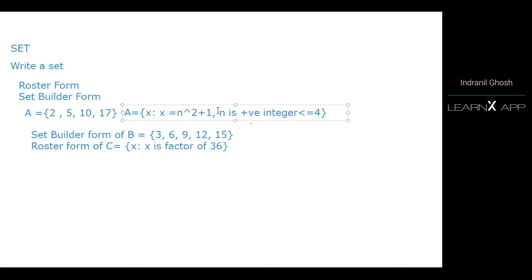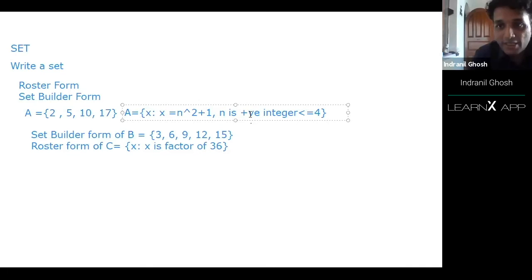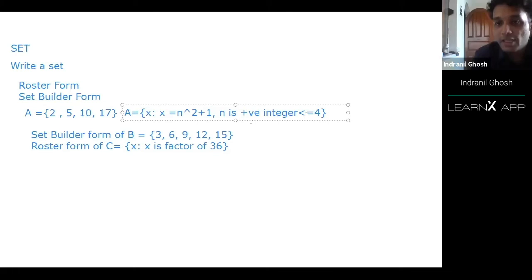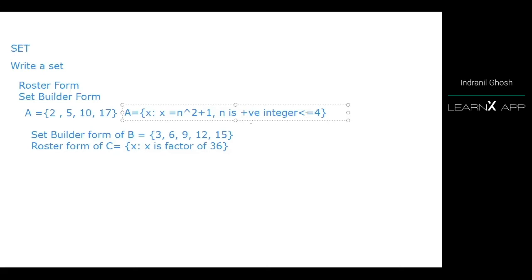Fine. Yes, sir. Now what is this n? n is a positive integer: 1, 2, 3, 4. Is this okay? Yes, sir. So n is a positive integer less than or equal to 4. Any doubt regarding this? No, sir.